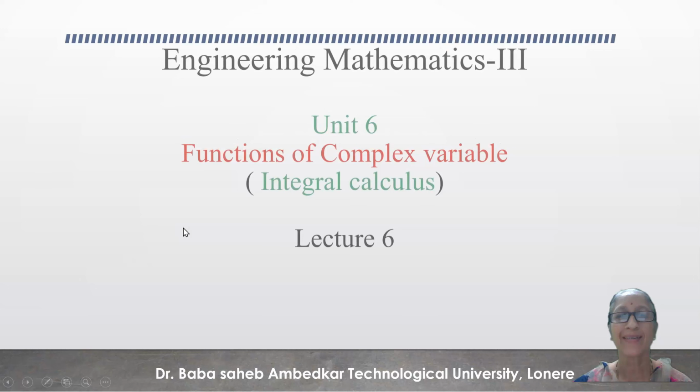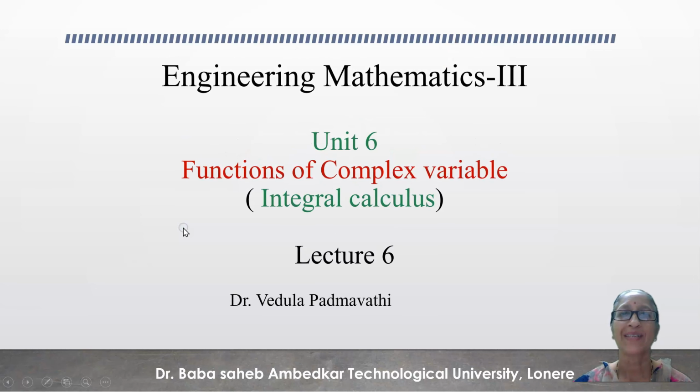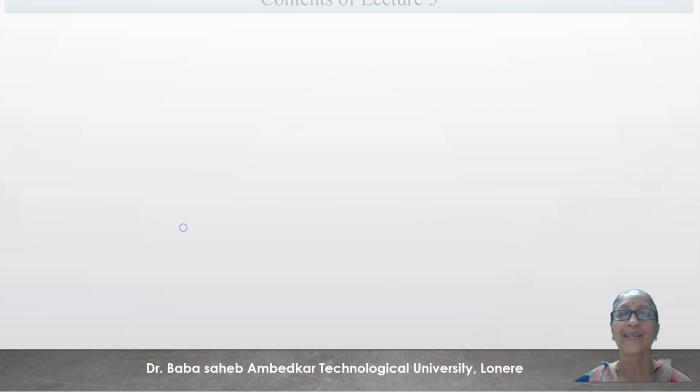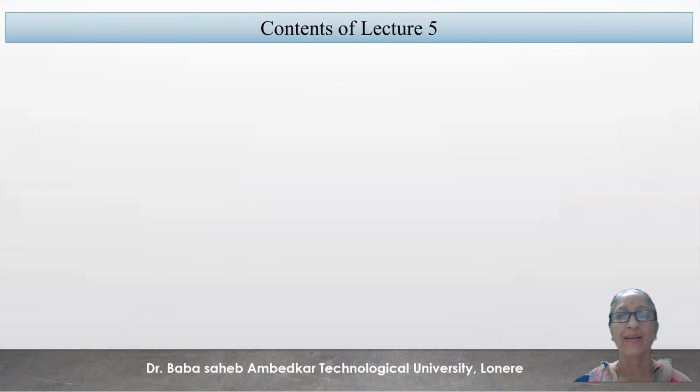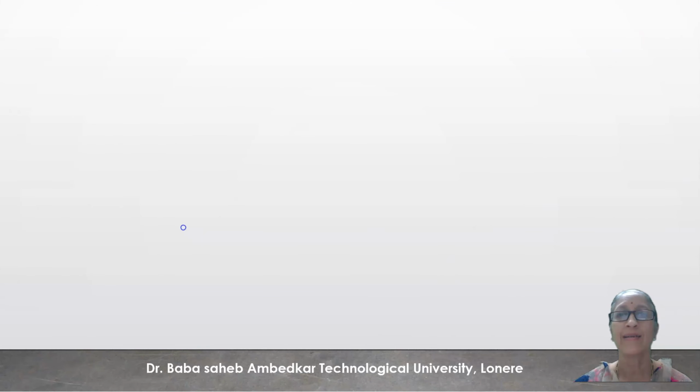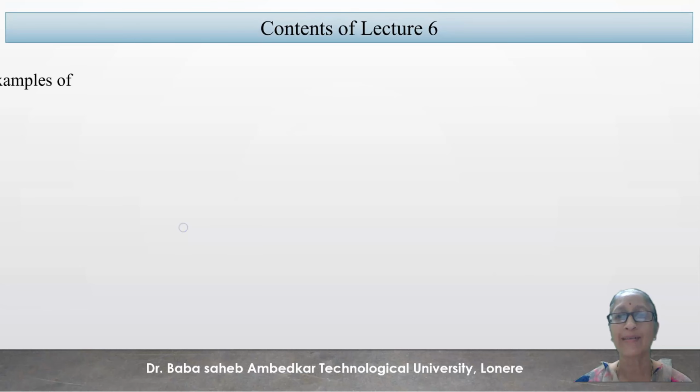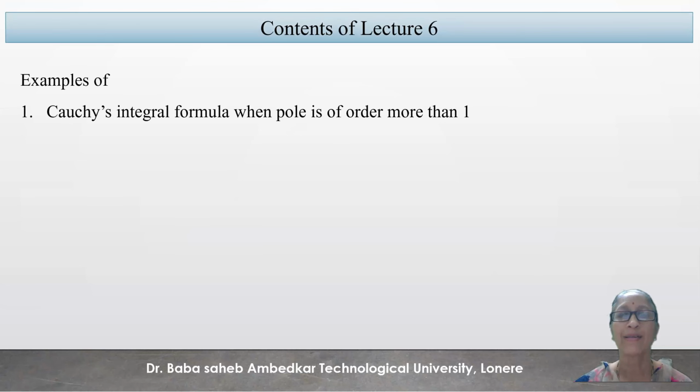In our previous session, we have discussed some examples on Cauchy's integral formula, and also we have seen three examples when the pole is of order more than one. In this session, let us see some more examples when the pole is of order more than one, and let us discuss residues at a pole and the statement of the residue theorem.